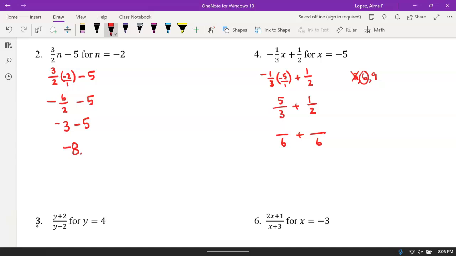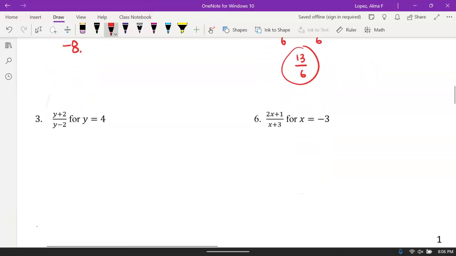To get a 6 in this denominator, I'm going to multiply the bottom by 2 and the top by 2. 2 times 5 is 10. To get this denominator to look like 6, I'm going to multiply them by 3 on top and bottom. Let's see. That's going to be 3 over 6. And then finally, 10 plus 3 is 13 over 6. Now you can leave the answer this way, or if they ask you for a mixed number, you would go through and do the long division.